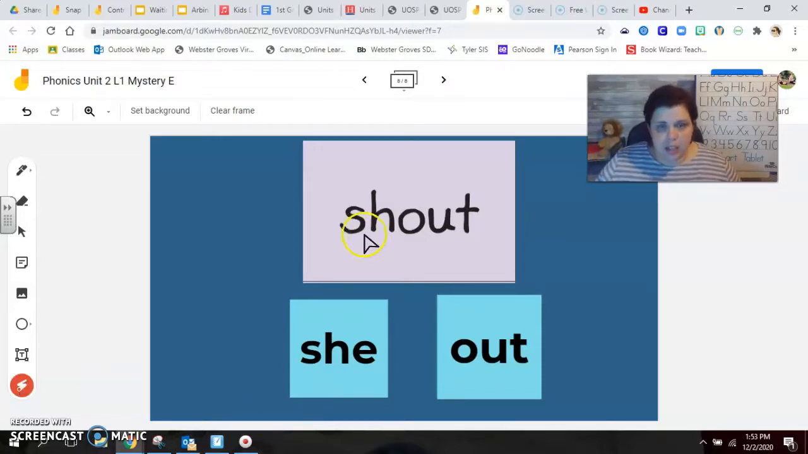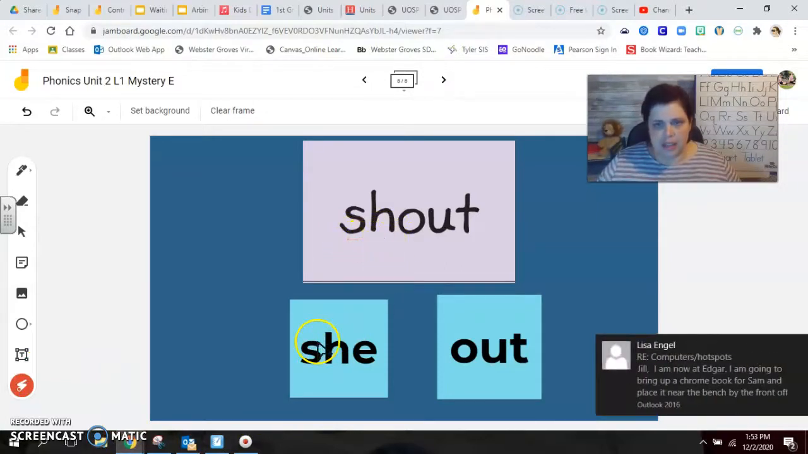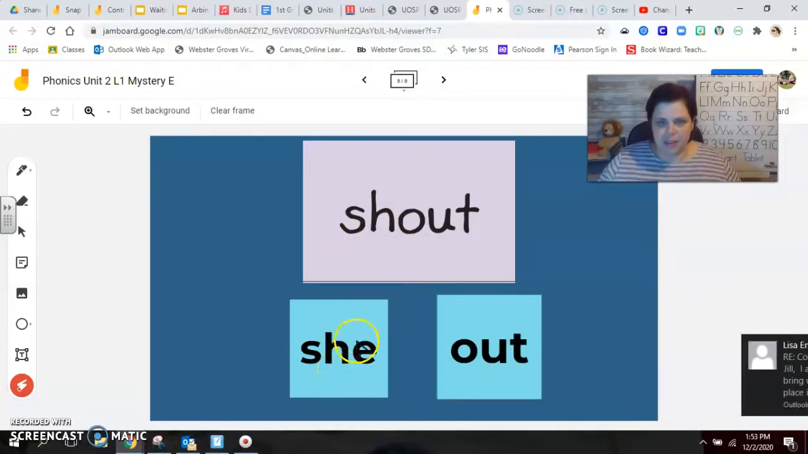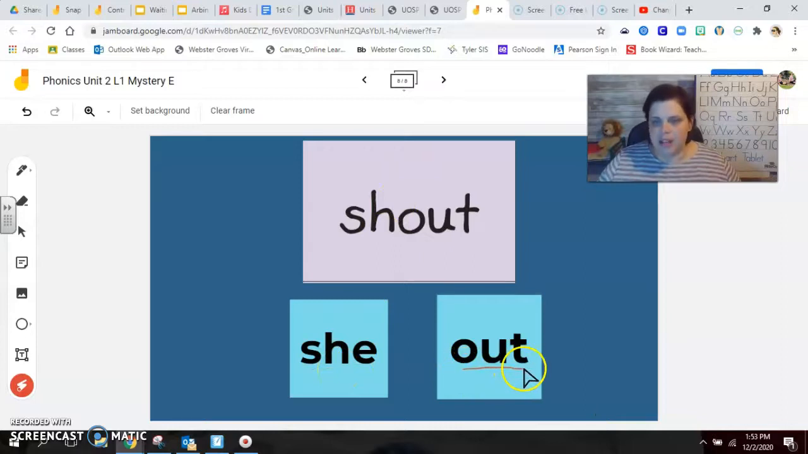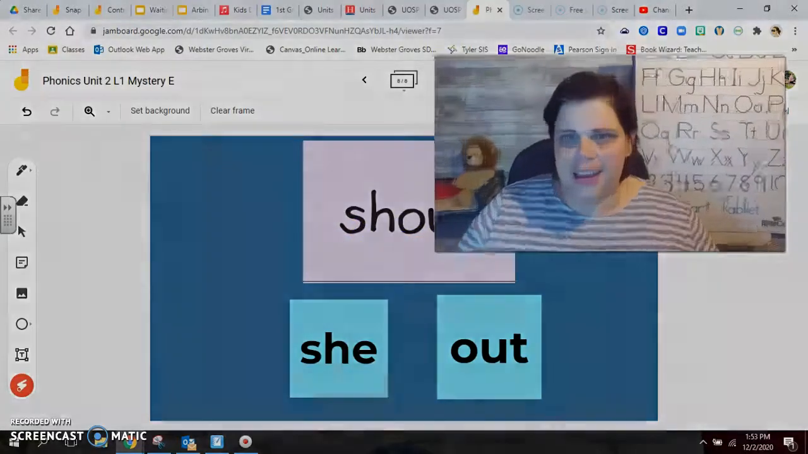All right, so let's take a look. We know this. We actually read this a little while ago in shake. This is the sh blend, like in she. Yeah, look-alike parts. And guys, snap word right here. What is this? It's out. Gosh, that whole word's there. So let's see. Sh, out, and we put it all together. Shout.